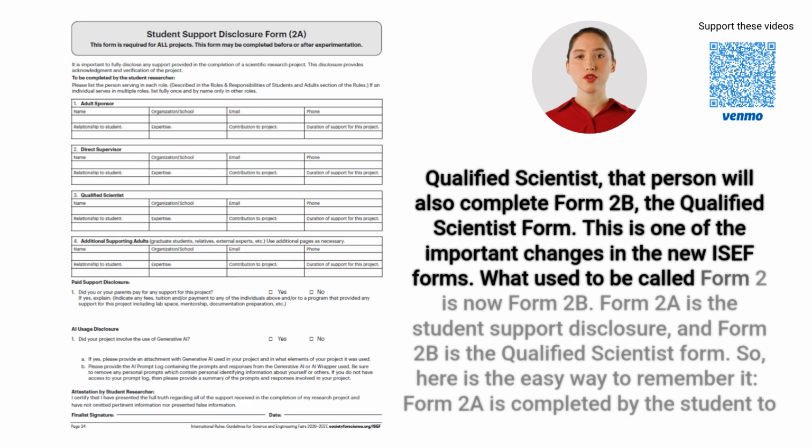What used to be called Form 2 is now Form 2B. Form 2A is the student support disclosure, and Form 2B is the qualified scientist form.